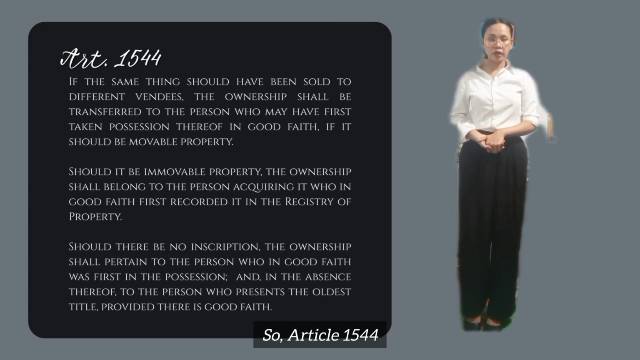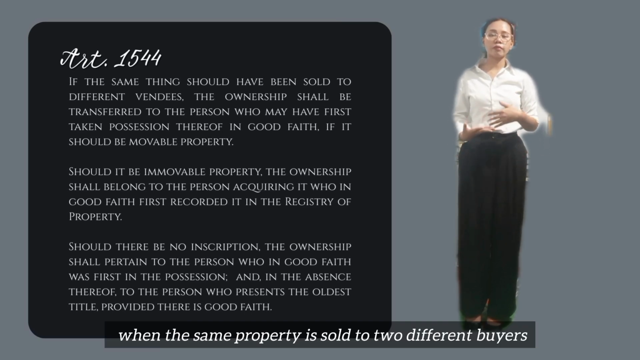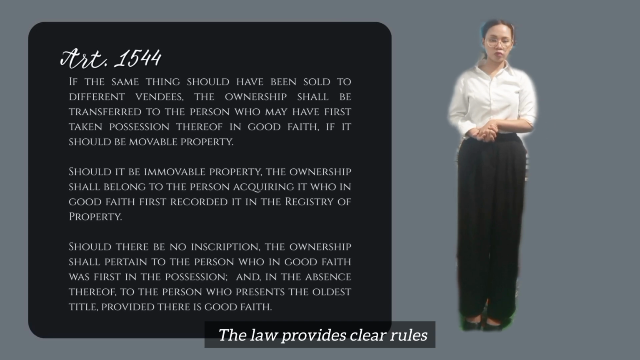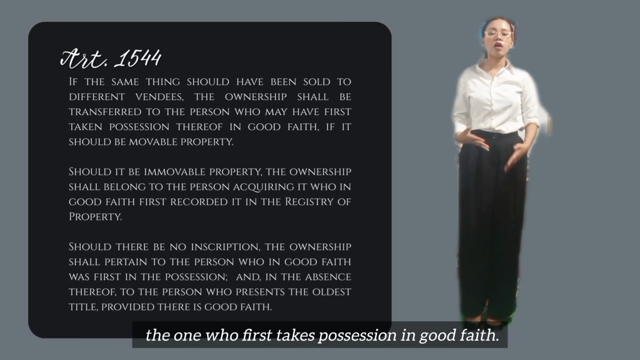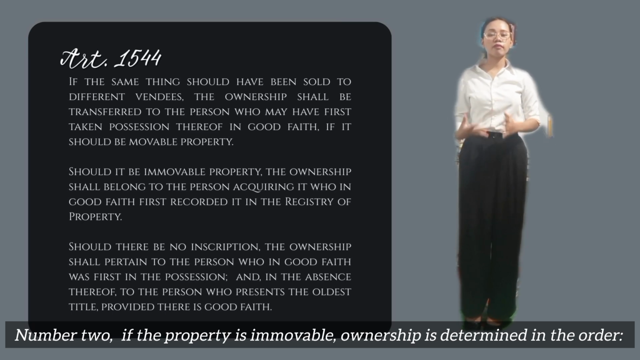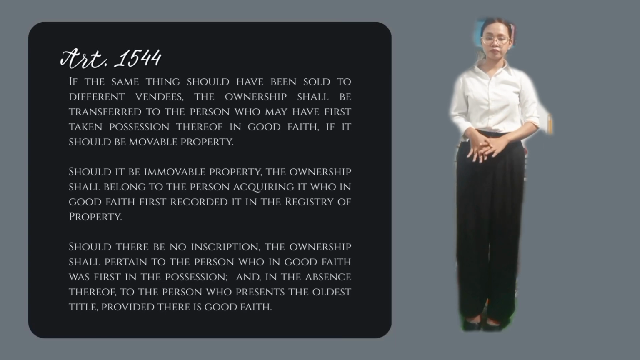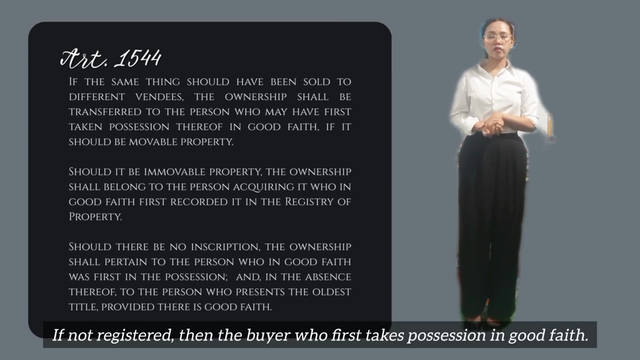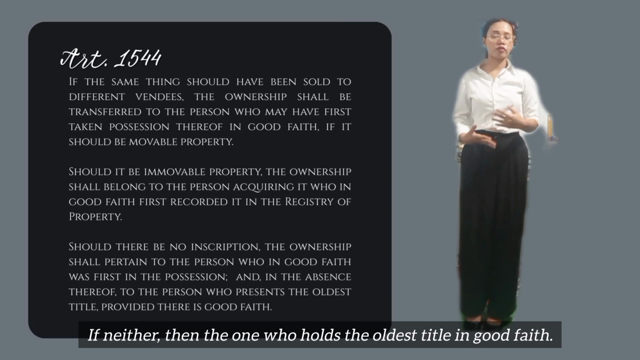So Article 1544 addresses the issue of double sales when the same property is sold to two different buyers. The law provides clear rules. Number 1, if the property is movable, the rightful owner is the one who first takes possession in good faith. Number 2, if the property is immovable, ownership is determined in this order: the buyer who first registers the sale in good faith. If not registered, then the buyer who first takes possession in good faith. If neither, then the one who holds the oldest title in good faith.